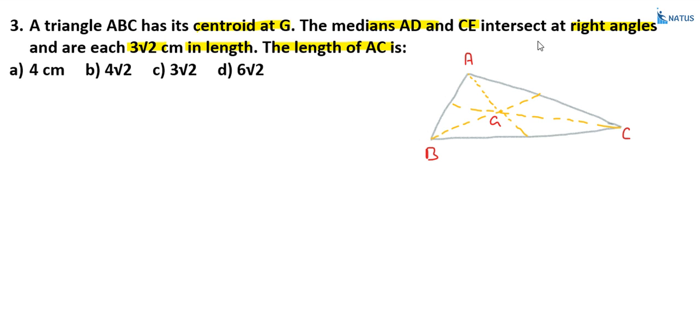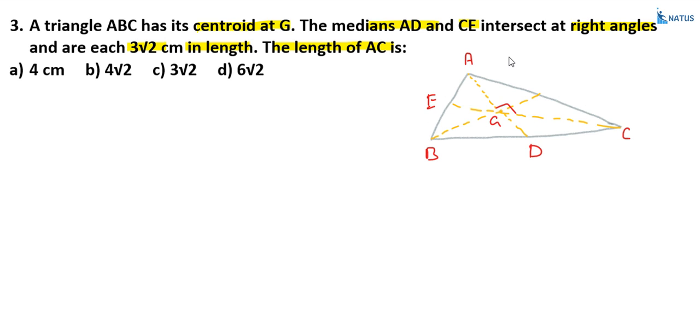And next, let us take this as AD and this as CE. AD and CE form a right angle, so the triangle is a right angle triangle. And AD and CE are each equal to 3 root 2.